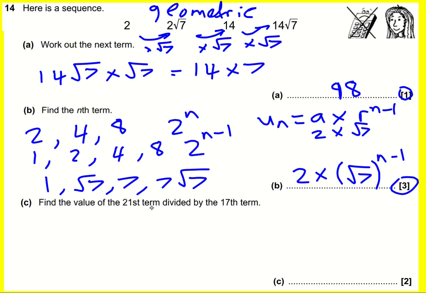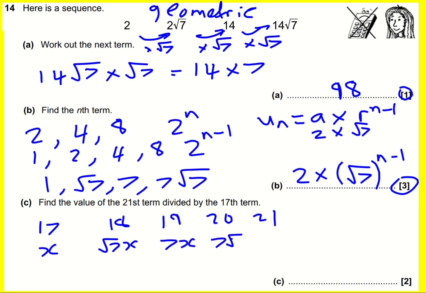Find the value of the 21st term divided by the 17th term. Well, how many times have I multiplied by root 7? I think maybe the easiest thing to do is write out the 17th, 18th, 19th, 20th, and 21st. Whatever the 17th is, let's call it x. Then the next one is going to be root 7x. This one is going to be 7x. This one's going to be 7 root 7x, and then finally 7 times 7x is 49x. And therefore, if I do 49x divided by x, I'm going to get 49.